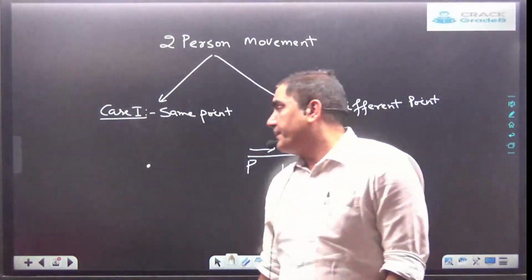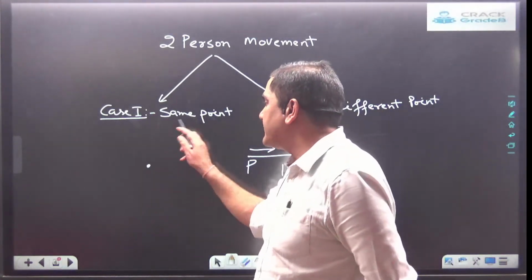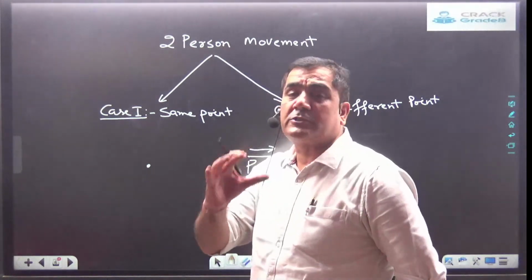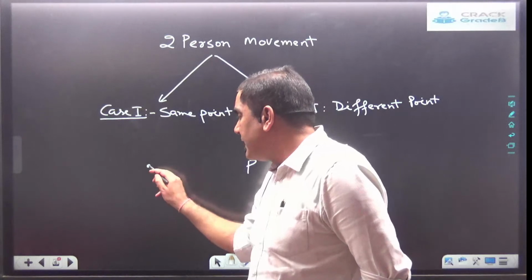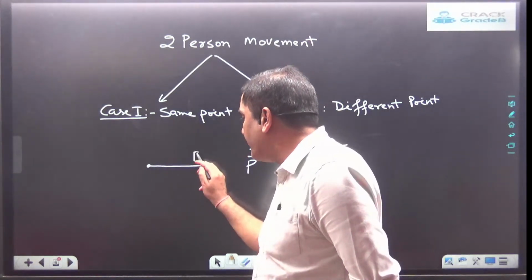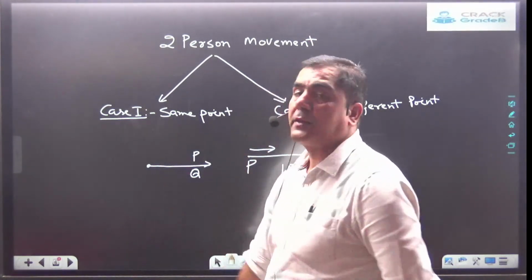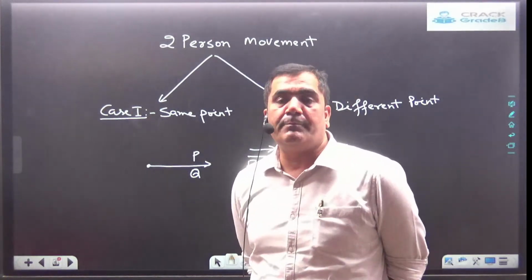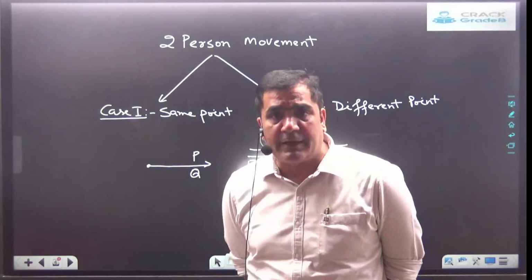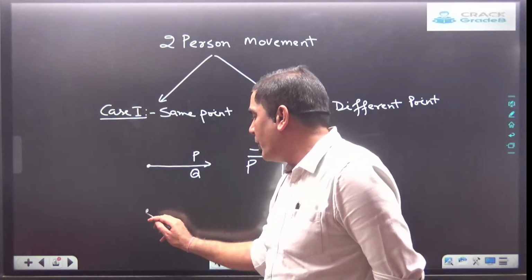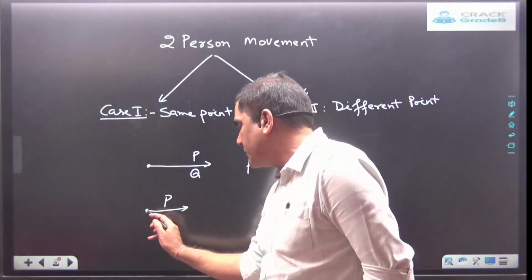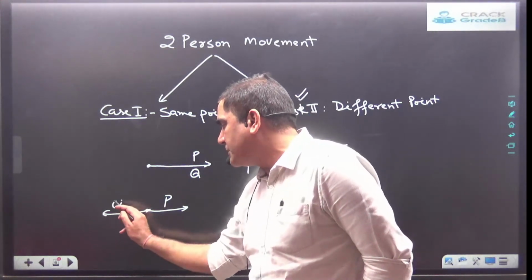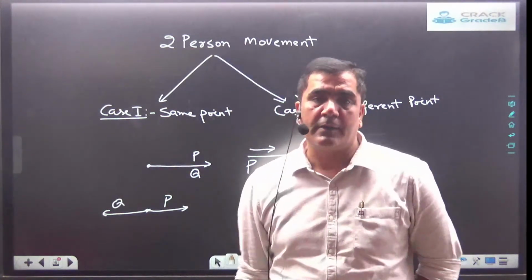Now let's understand. See, in case number 1, if they are starting from the same point, what are the maximum possible questions that can arise? Case number 1, they will say both the persons P and Q start moving in the same direction. Or case number 2, they will move in the opposite direction. Means P will be moving towards east, then Q will be moving towards west, or vice versa.